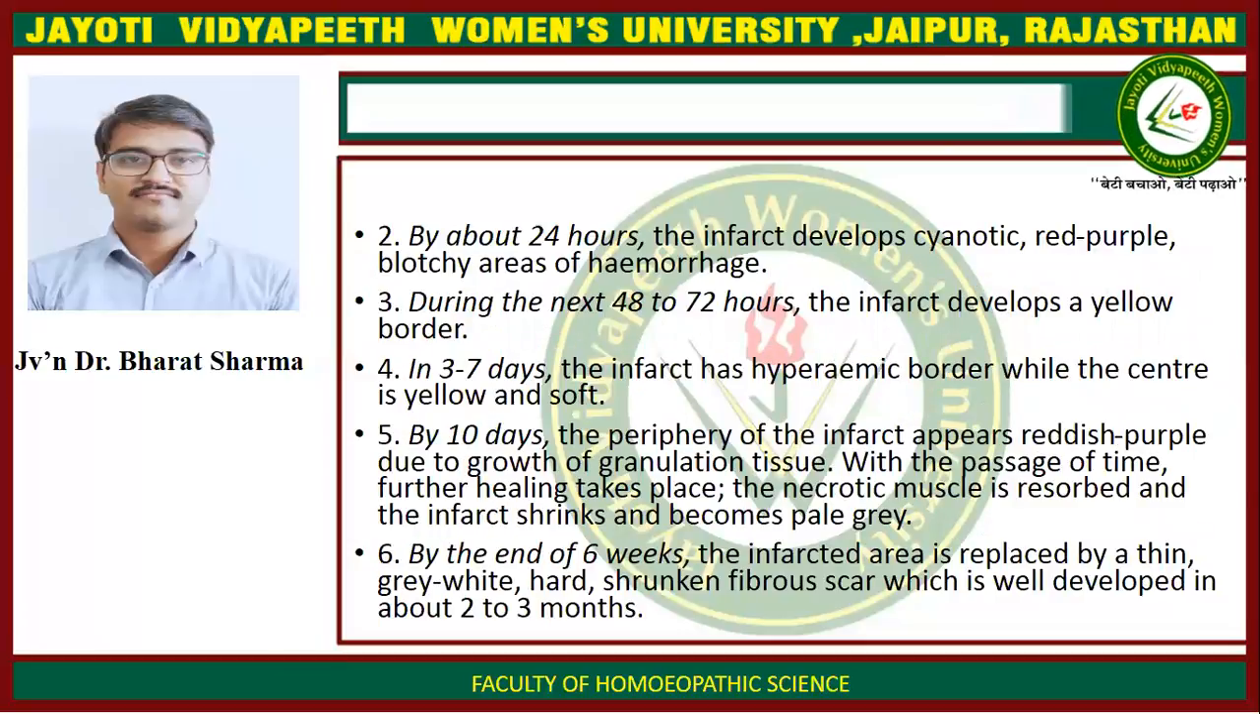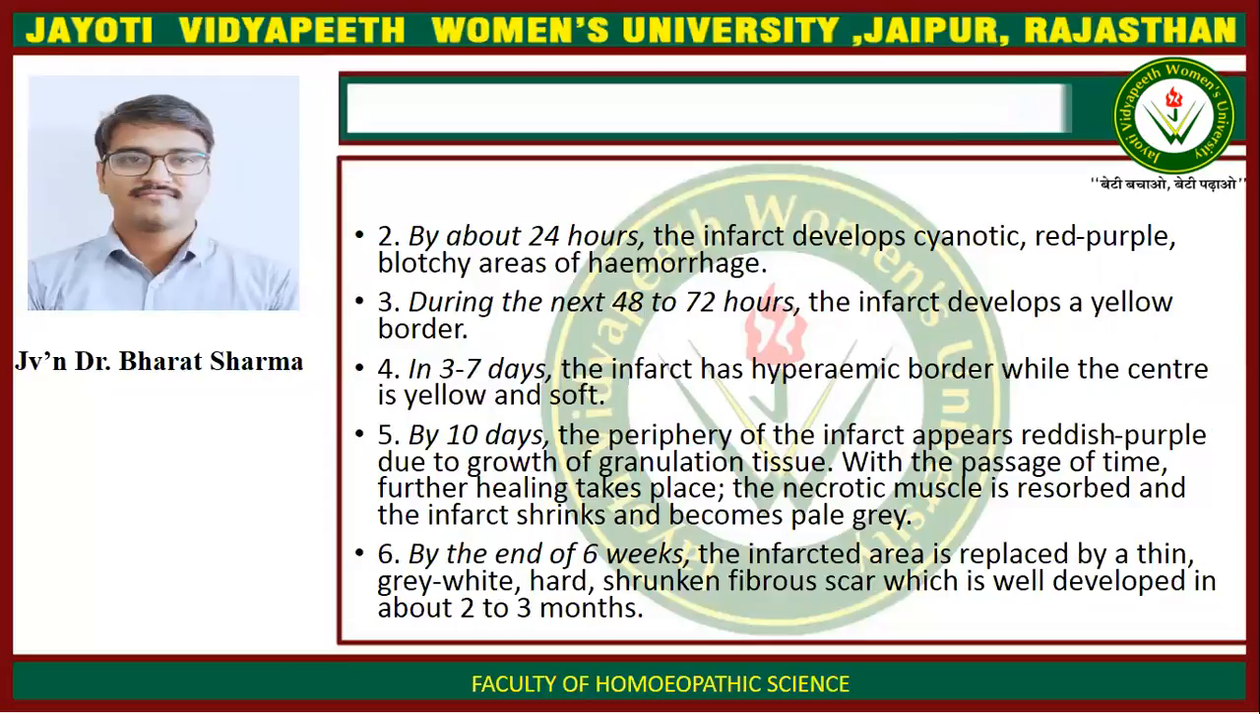Second, by about 24 hours, the infarct develops a cyanotic red-purple blotchy area of hemorrhage. Third, during the next 48 to 72 hours, the infarct develops a yellow border. Fourth, in 3 to 7 days, the infarct has a hyperemic border while the center is yellow and soft. By 10 days, the periphery of the infarct appears reddish purple due to growth of granulation tissue.